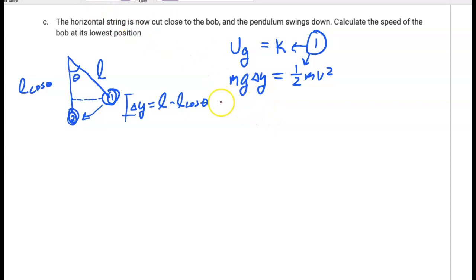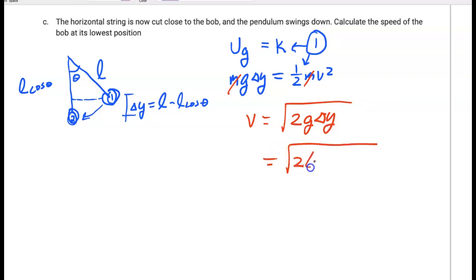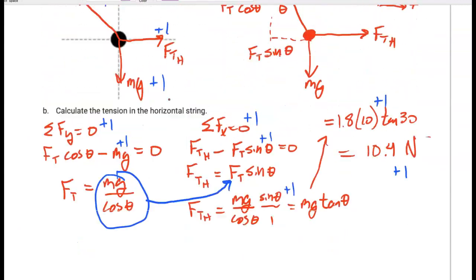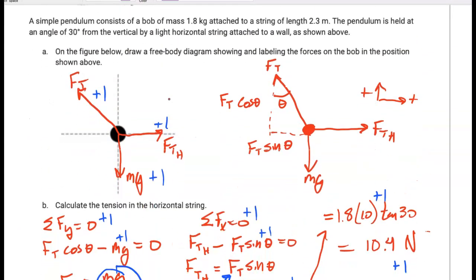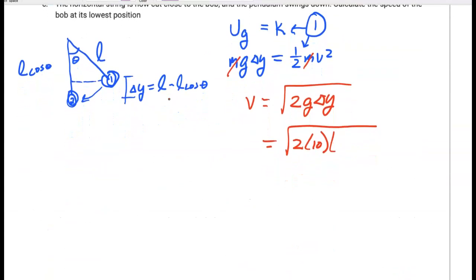Now we can cross off the m's. So bye-bye m's. We're left with v is equal to the square root of 2 times g times delta y. That's equal to 2 times 10 times L. So remember our L here was 2.3. So L is 2.3. So I got to put in 2.3 minus 2.3 times the cosine of 30. And when I'm done, what speed do I get?